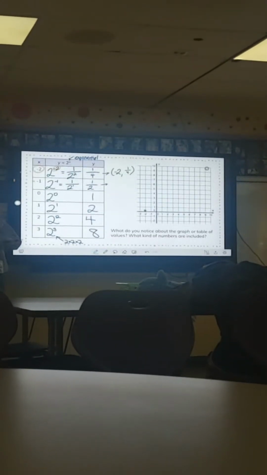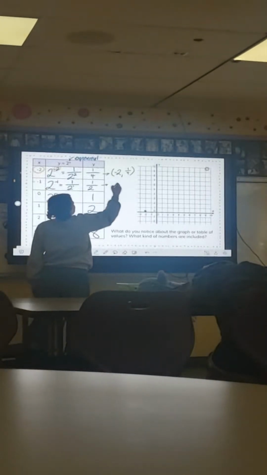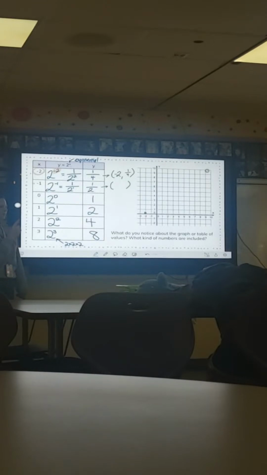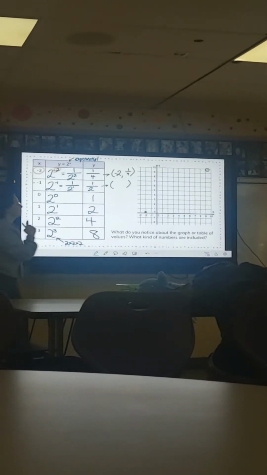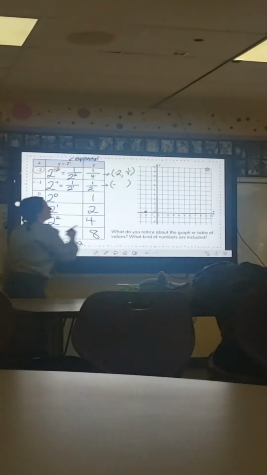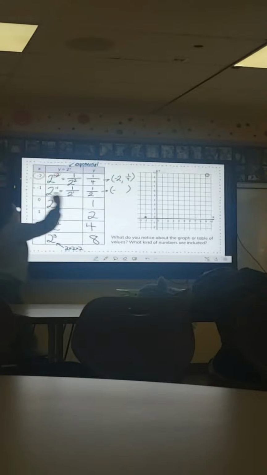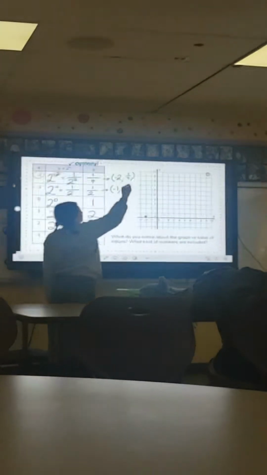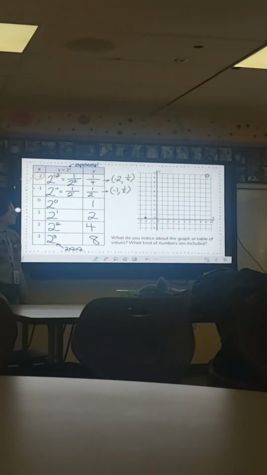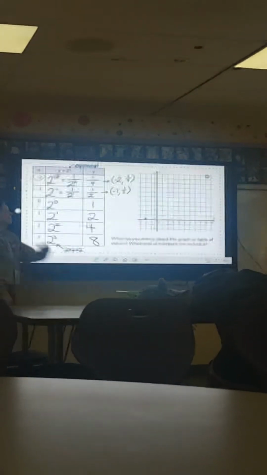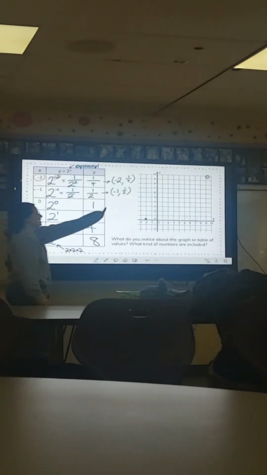What would our next coordinate be if I were to write it in parentheses? What did I plug in? I plugged in negative 1, and what did I get at the end? 1 over 2. You got it. We're finding negative 1, 1/2. Again, this is the other one that'll be an estimate because it is a fraction.